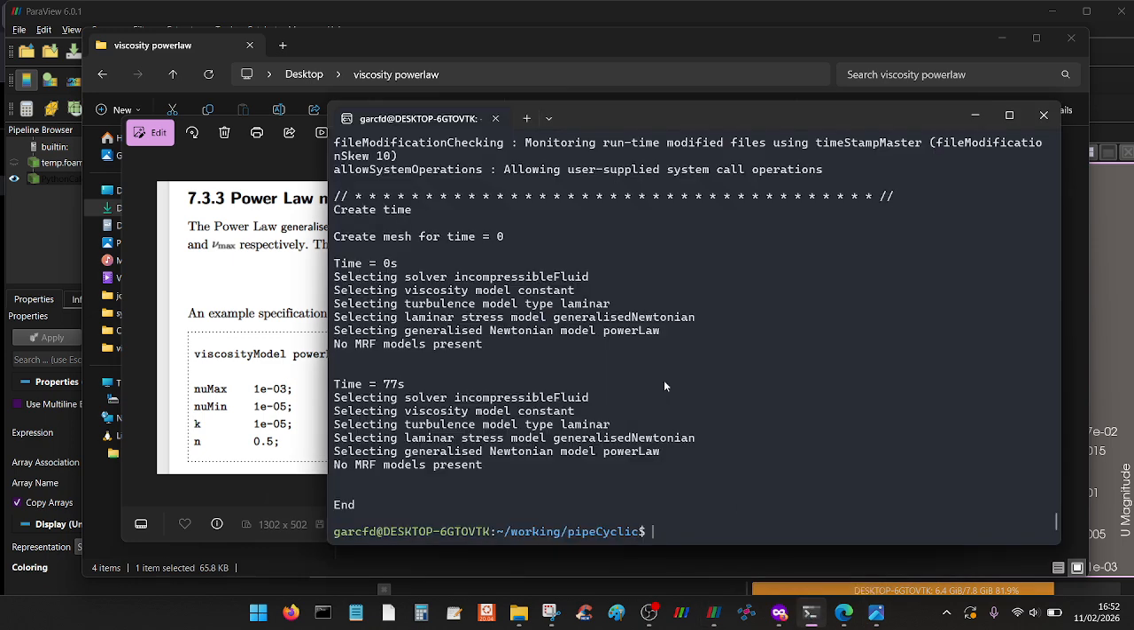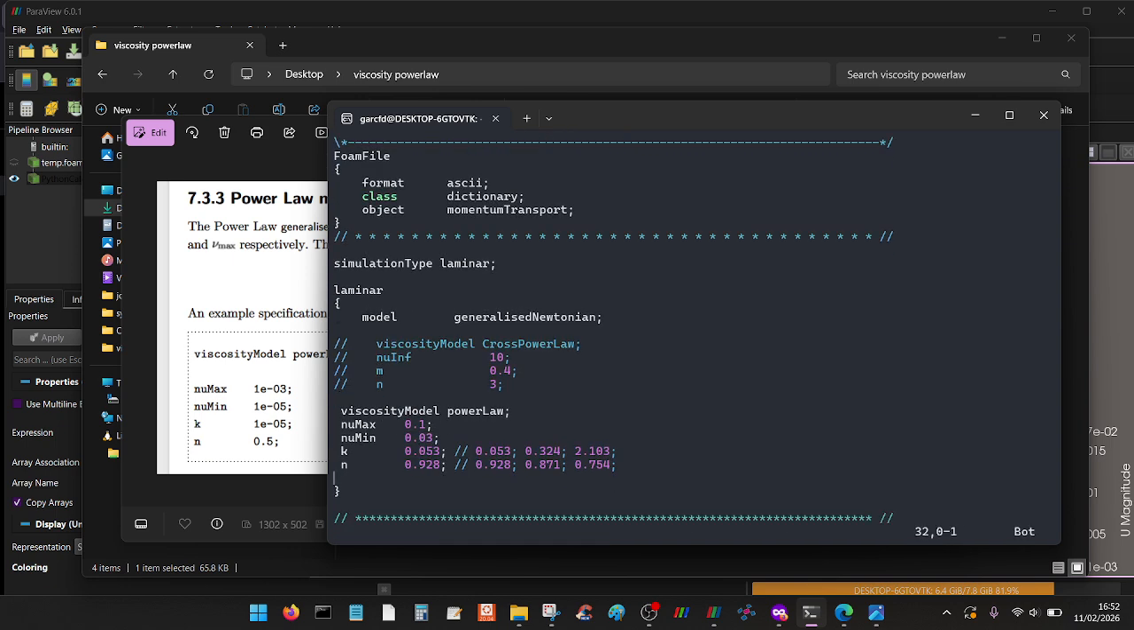So what that looks like in the code is constant, momentum. The previous demonstration case had this cross power law, whatever that is. I'm not familiar with that. But for a basic power law model, in the code you just specify the max and min values and then a K and N value. I'll put in the other values for the other hydrogels, but I've just selected one of them.